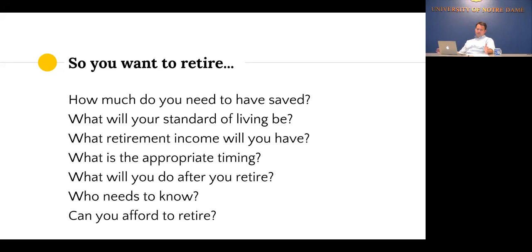I mean, a lot of times you might consider retiring when you're not in the middle of a big project or some big thing you still need to complete. What are you going to do when you're done, once you've retired? Who do you need to inform? Ultimately, can you afford to retire is a huge part of that. So you want to retire, can you actually afford to? Even if all of us wanted to retire, not all of us can afford to. I know I have a little ways to go before I can afford to retire.